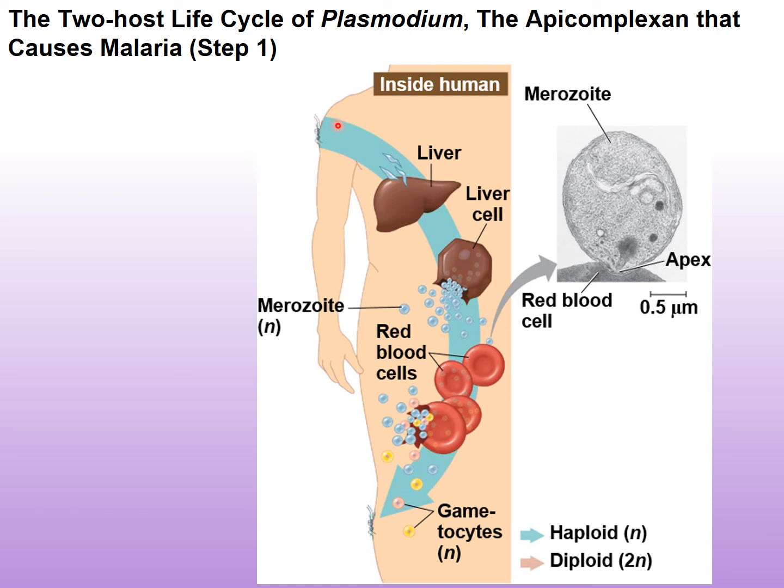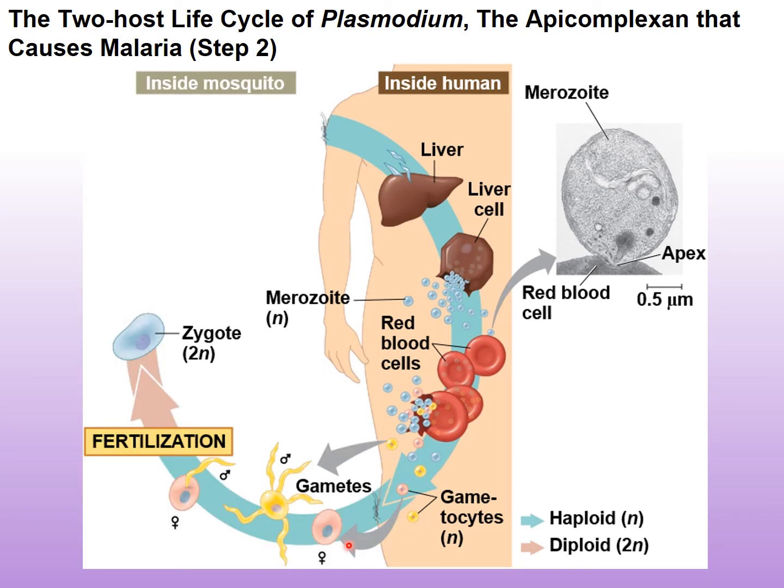They're going to go into the liver, and within the liver cells, they're going to develop into the merozoite, and then they're going to spread to the blood cells and get inside the blood cells, where there's going to be several different stages of their life cycle. Ultimately, they're going to develop into what's called a gametocyte, which results from the bursting of the red blood cells.